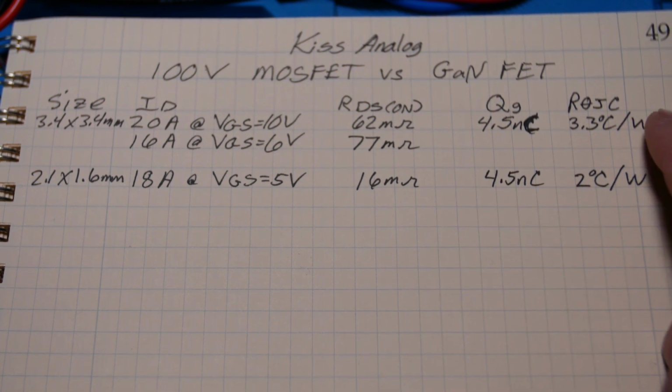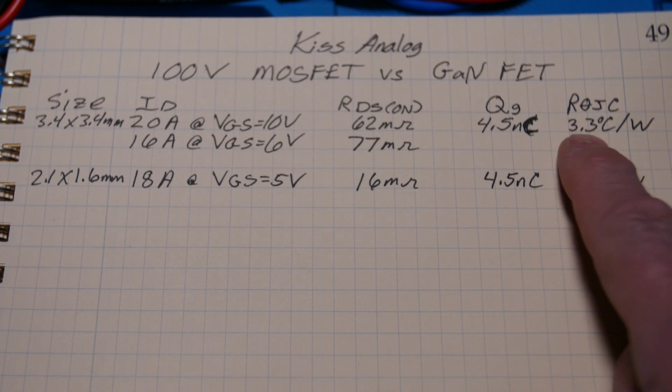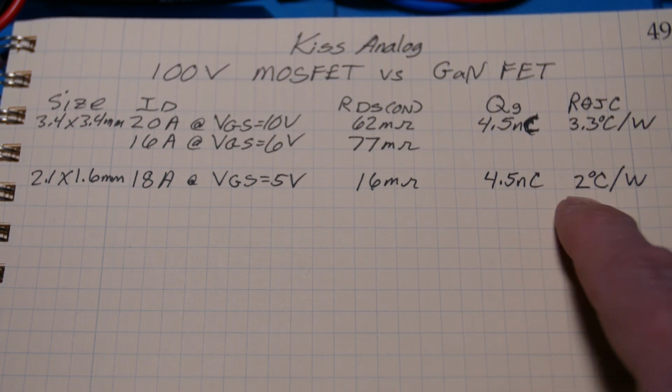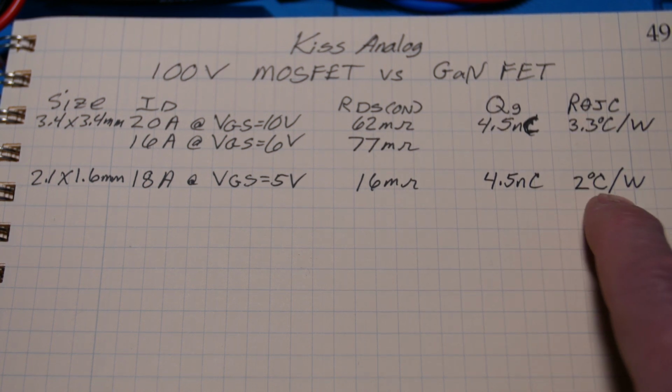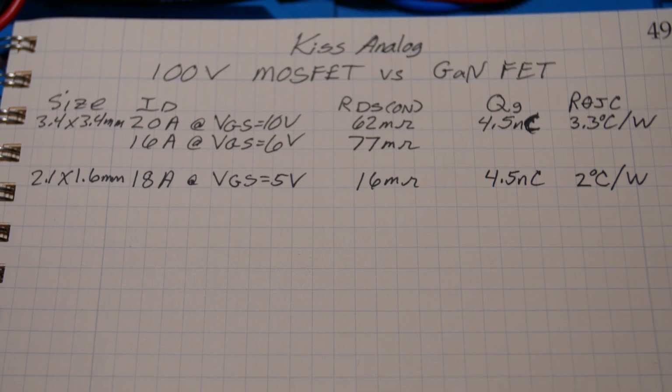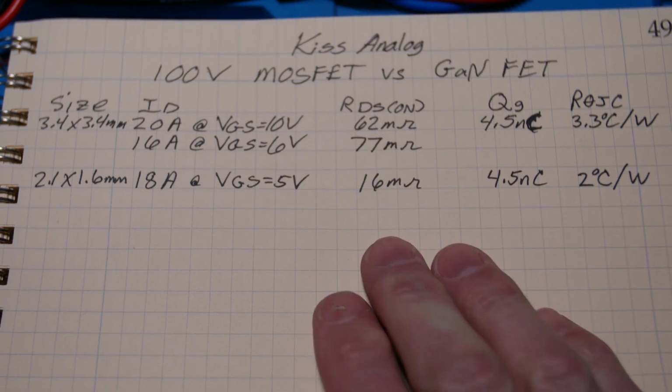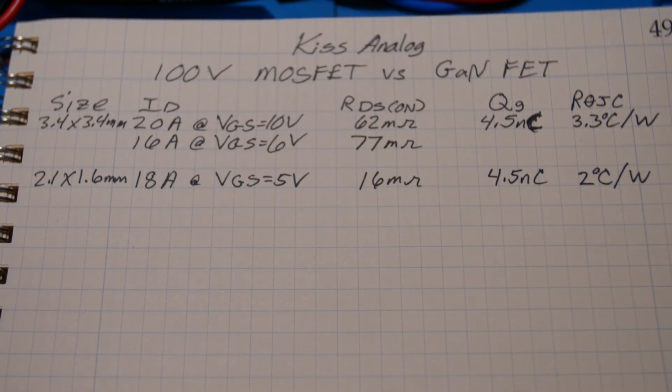And the thermal resistance on the Mosfet is 3.3 in that package. And in this little package, it's only 2. So it can transfer heat quicker or easier. Okay, that was just a quick summary, and I hope that helps kind of explain the figure of merit.